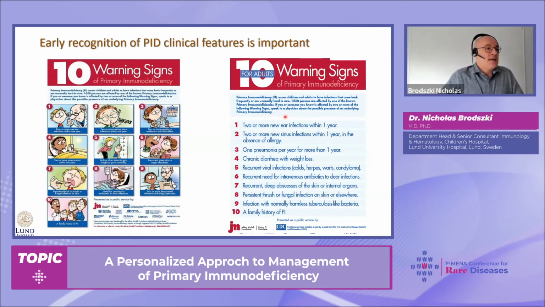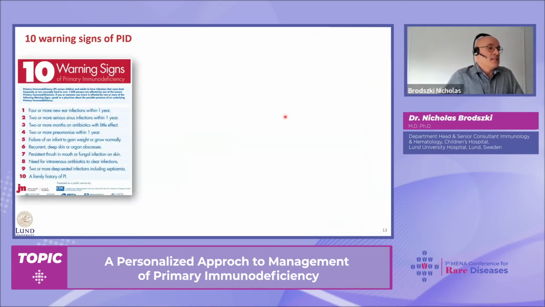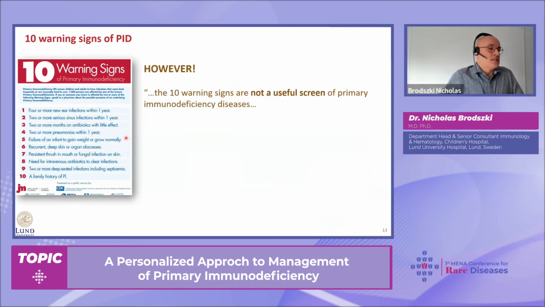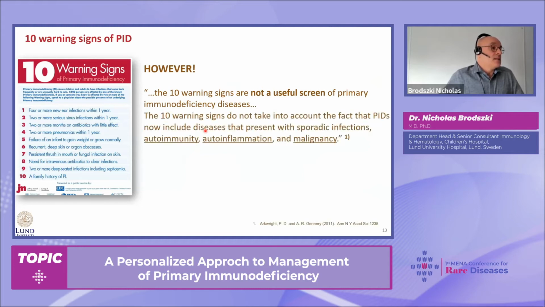However, there have been some publications showing that these 10 warning signs are not useful as a screen for immune deficiencies, because in the last 10 years' publications we see that there are lots of immune deficiencies that do not present with just infections, which is the main focus of these warning signs. Primary immune deficiencies now contain diseases with autoimmunity, autoinflammation, malignancy, and also infections. They don't have to be constant, they can also be sporadic.